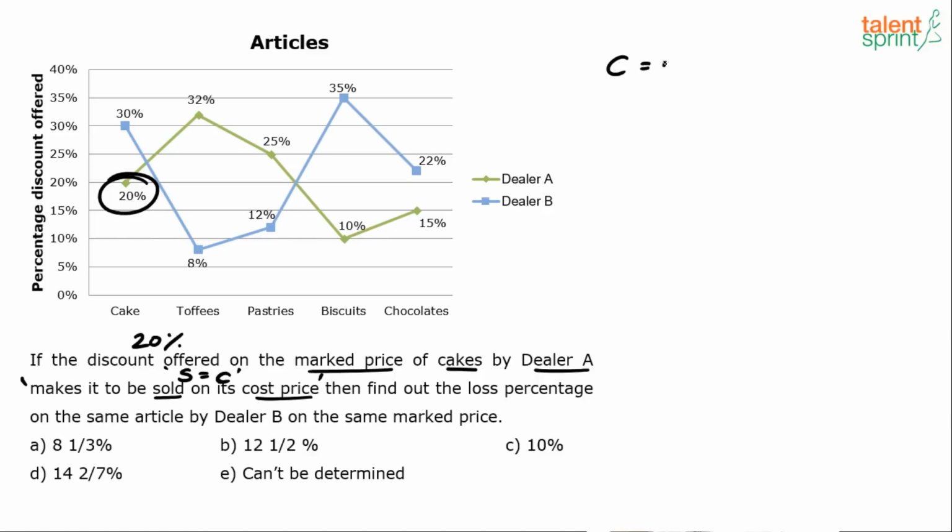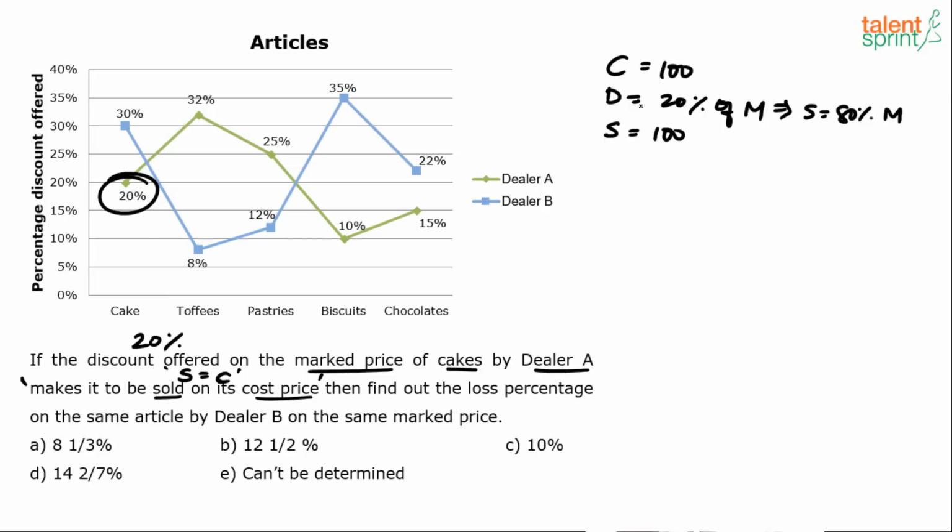Cost price is equal to 100. Discount is equal to 20%. Selling price is also equal to 100. This 20% of what? Of marked price. Discount is 20% of marked price. You know that if the discount is 20% of marked price, the selling price should be 80% of marked price.